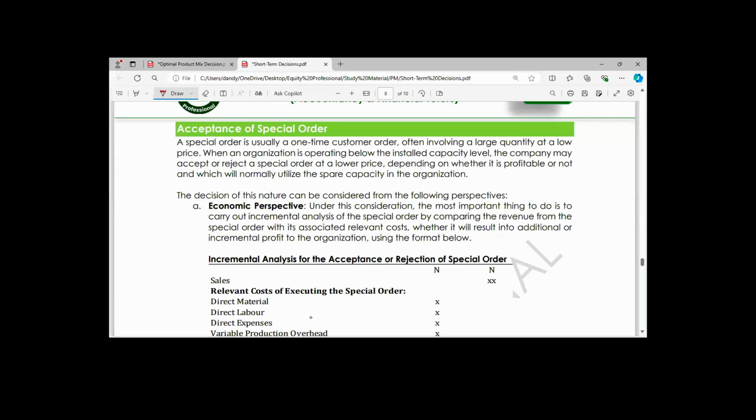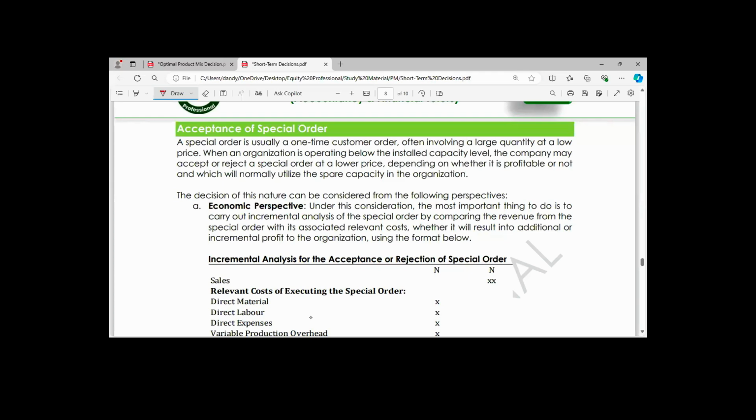However, if, of course, anything you want to do under special order, you are going to examine it from two angles: the economic angle and the qualitative factor. Under the economic angle, I've already said this before, the most important thing you need to do is carry out incremental analysis by comparing the sales from the special order versus the relevant cost of making the special order, whether it will produce additional profit or loss to the organization. That's what you need to do in this case.